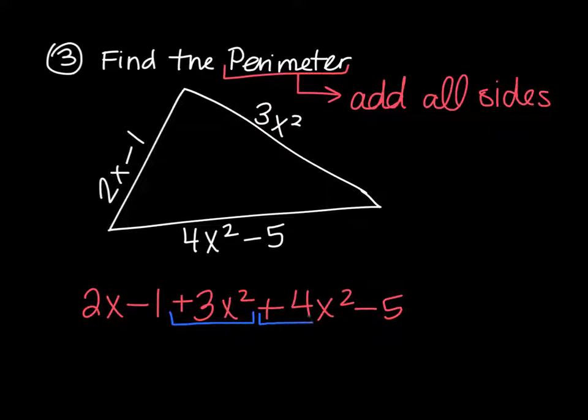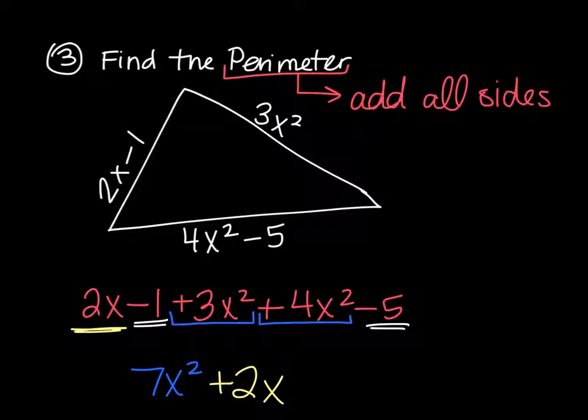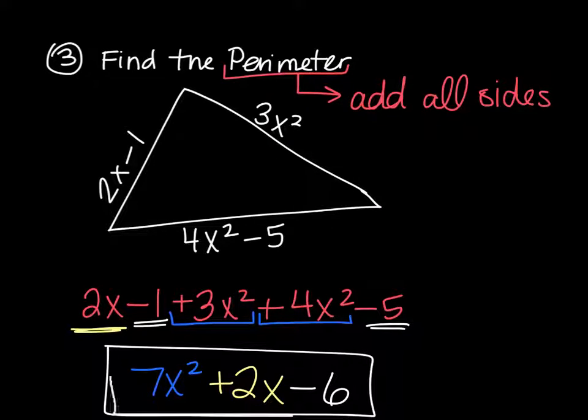So looking at my x squareds first, that's 7x squared. All right, looking at my solitary x's, or just x to the 1, I've just got one piece of that. That's 2x. And then looking at my numbers, negative 1 and negative 5, if I add those together, that gives me negative 6. And I'll double check my answer here at the end and just make sure that I don't have anything left that can go together. And I don't, so I know that I'm done.